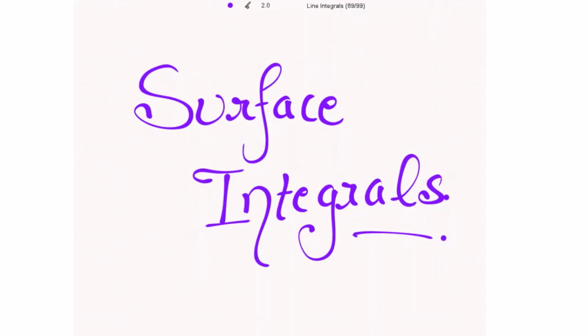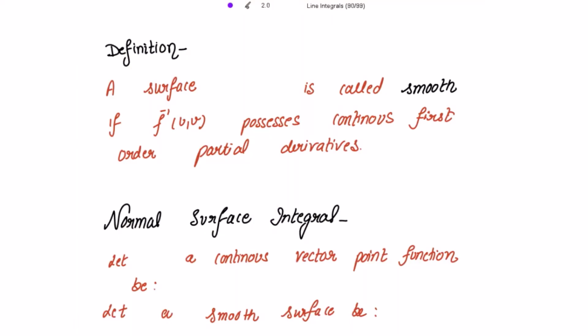Surface integrals, and the definition is a surface R vector that is equal to small f vector which is depending upon u and v. This is called smooth if this f vector possesses continuous first order partial derivatives. Second is a normal surface integral. Let f vector that is depending upon this R vector be a continuous vector point function.